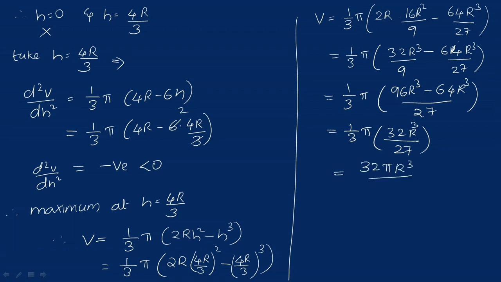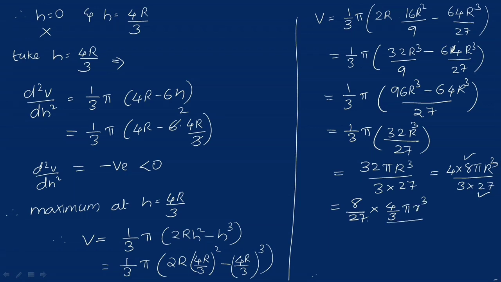Now taking 1 by 3 pi into the bracket, we have 32 pi r cube divided by 3 into 27. 32 can be written as 4 into 8. So 4 into 8 pi r cube divided by 3 into 27. 8 and 27 is taken outside. So the 8 by 27 into the remaining, that is 4 by 3 pi r cube. Here r is the capital letter R. So 4 by 3 pi r cube is the volume of the sphere.